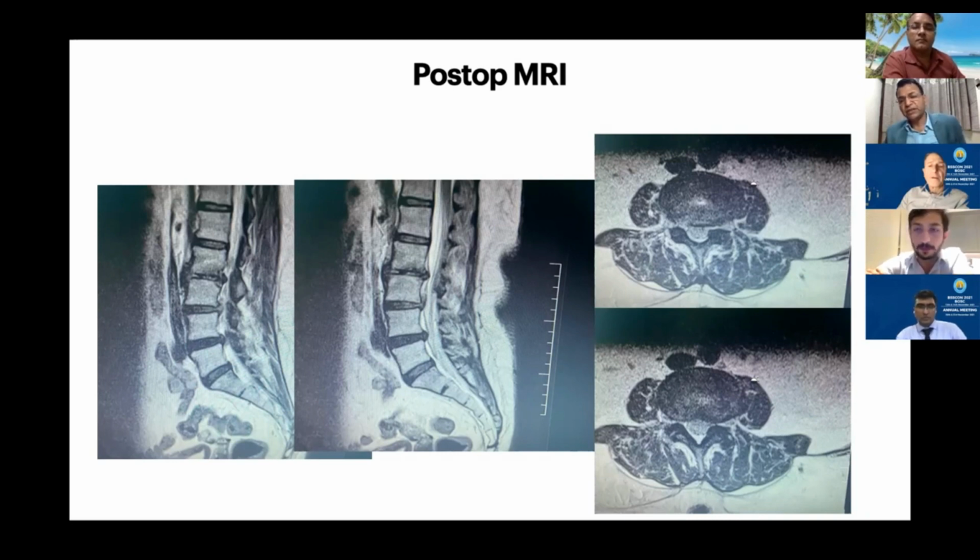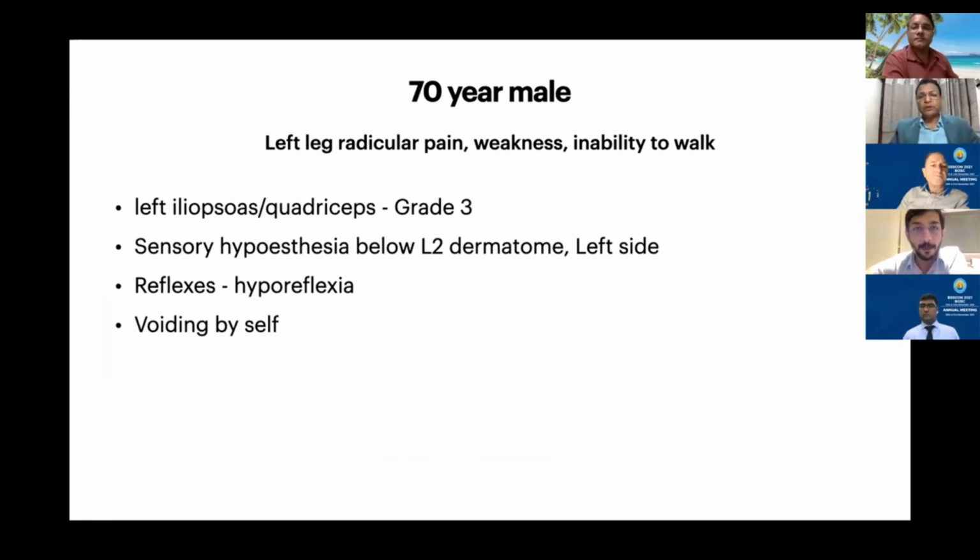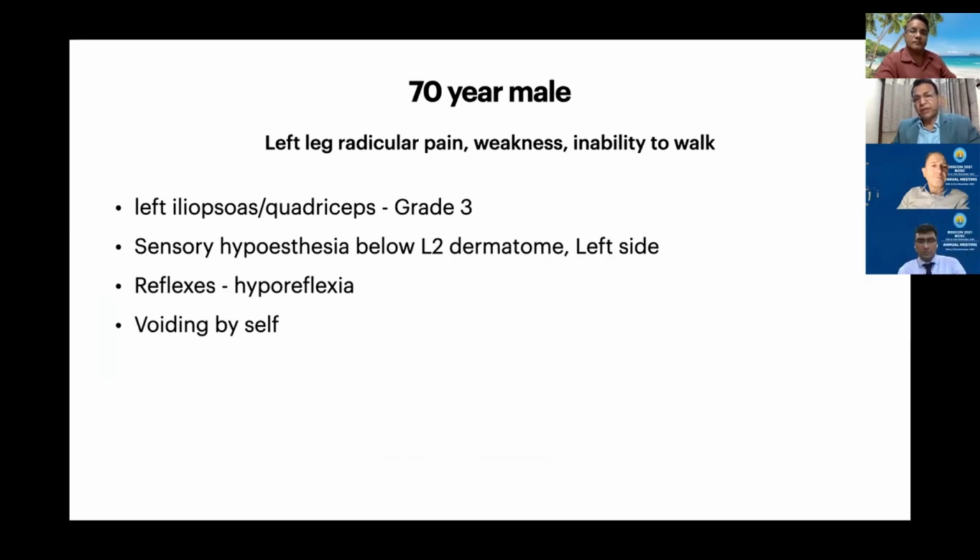So shall I move to the second case? Sure. Yeah, please. Now, this one is the opposite of what we just saw. This is a 70-year-old male with left leg radicular pain who presented with weakness and inability to walk. His left iliopsoas and quadriceps were grade 3. He had sensory hypoesthesia below the L2 dermatome on the left side and hyporeflexia, but he was voiding by himself.